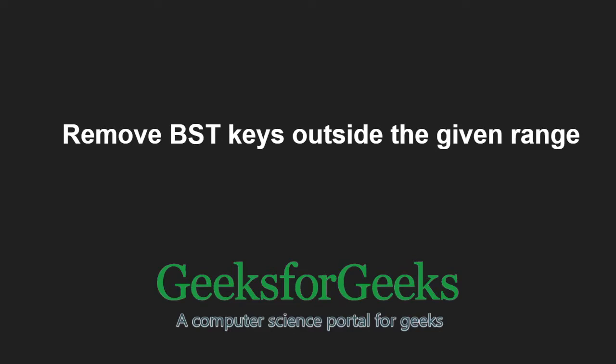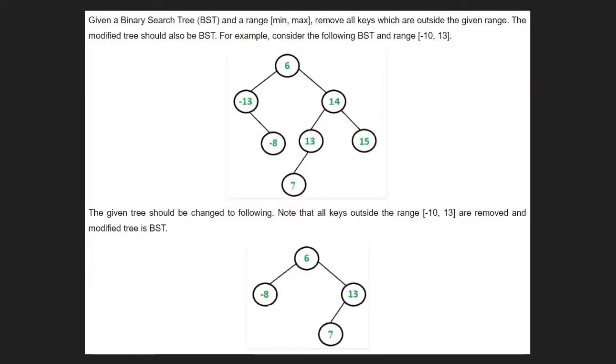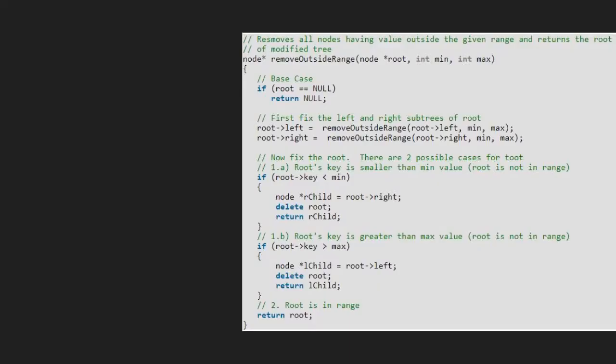In this video, we are going to understand the program which removes BST keys outside the given range. First, let us take an example. For example, if the range is from -10 to 13, the keys outside the range are removed and the modified tree is given below. Now, let us see the algorithm.